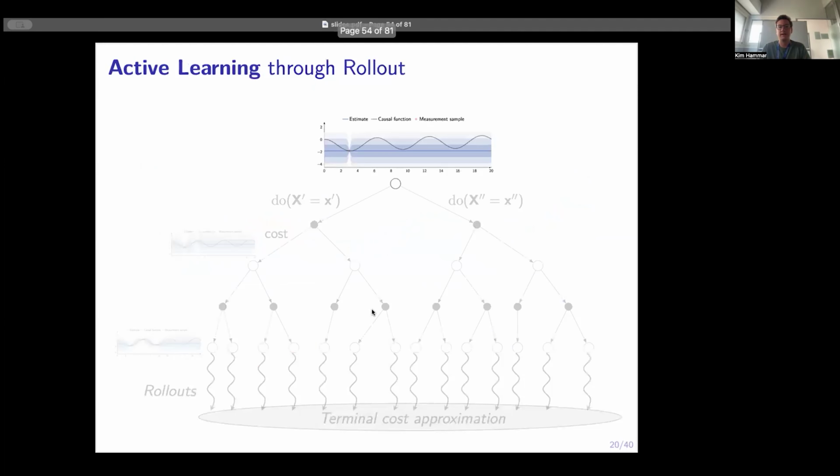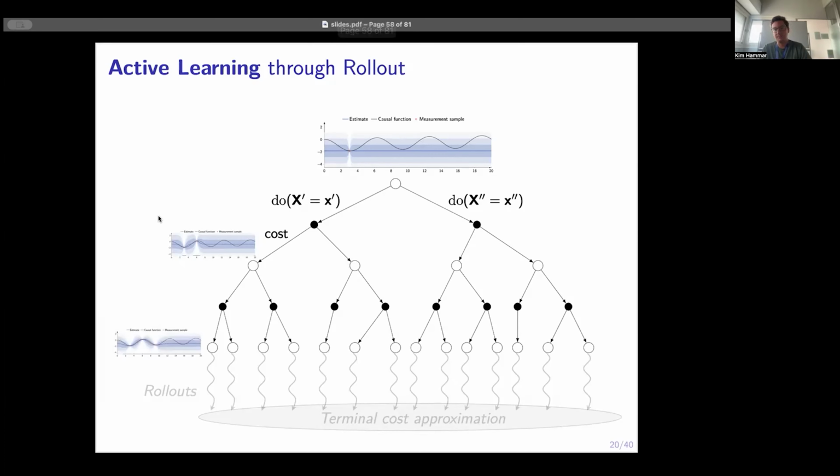This policy can be understood through a look-ahead tree that we have here. At each iteration of active learning, we have our current Gaussian process. That is the root of the look-ahead tree. Then for each intervention that we can do, we look at the operational cost of that intervention, and how it will update the Gaussian process in expectation. Then we repeat this look ahead recursively until we reach some desired look-ahead depth.